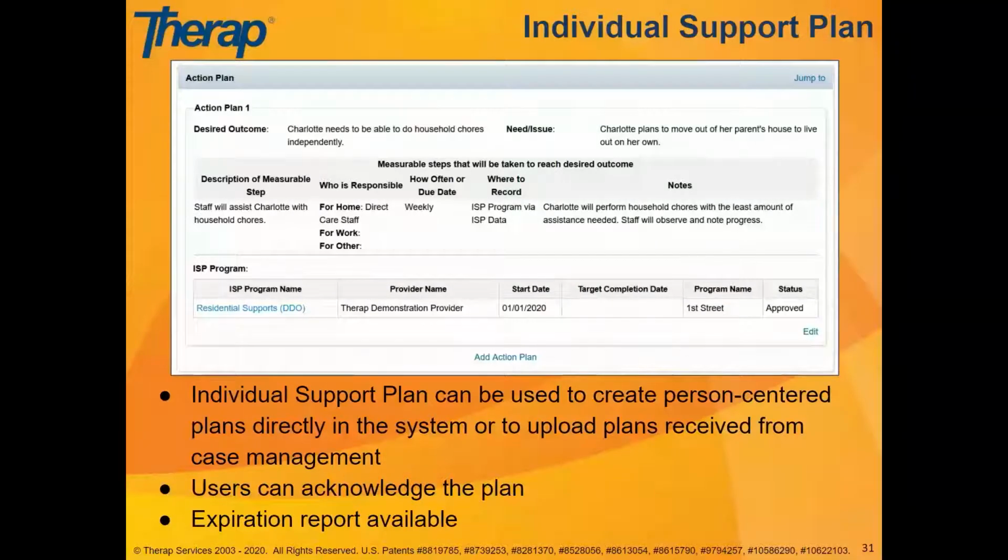The individual support plan module can be used to create person-centered plans directly in the system, or you can upload plans that you receive from outside sources. Users can acknowledge the plan, so you basically obtain a signature that they have read the plan for the individual, and you have the ability to run an expiration report, a 30, 60, 90-day report on when the support plan is to be expired and monitored.